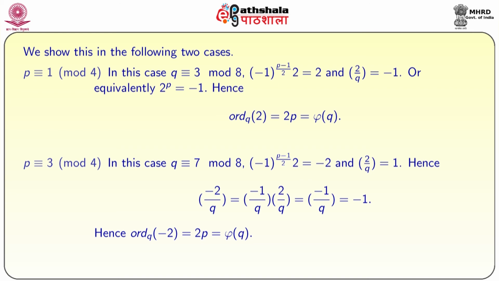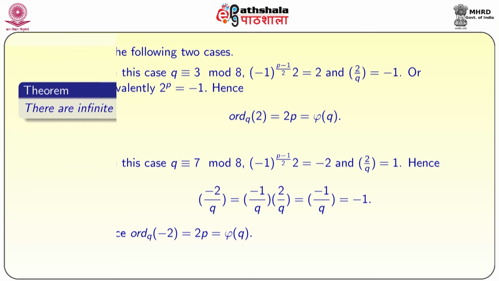Now, we look at the other case, that p is congruent to 3 mod 4. In this case, q is congruent to 7 mod 8. So, (minus 1) whole power (p minus 1)/2 into 2 is equal to minus 2, and (2/q) is equal to 1, as q is congruent to 7 mod 8. So, 2 is a quadratic residue modulo q. Hence, (minus 2/q) is equal to (minus 1/q) into (2/q), which is the same as (minus 1/q), which is equal to minus 1. So, hence the order of minus 2 is also 2p, or phi of q.